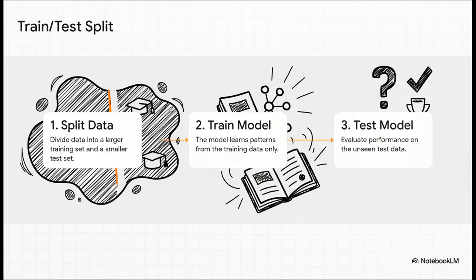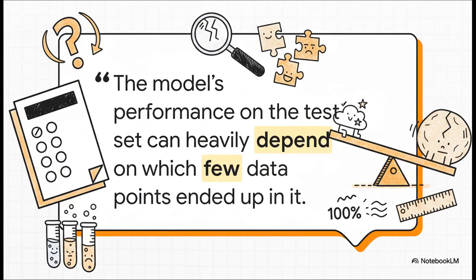And then you've got this smaller chunk, the test set. This is the final exam, kept under lock and key. The model has never seen it before. Simple enough, right? But here's the giant, glaring problem with that approach. Your final grade, your model's performance, it can be wildly different depending on which specific examples just happen to land in that one test set.